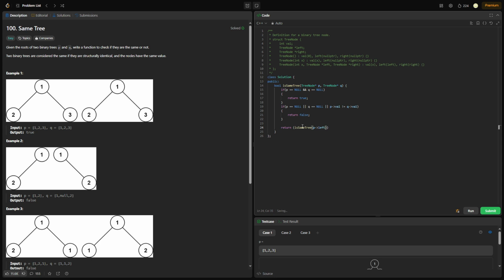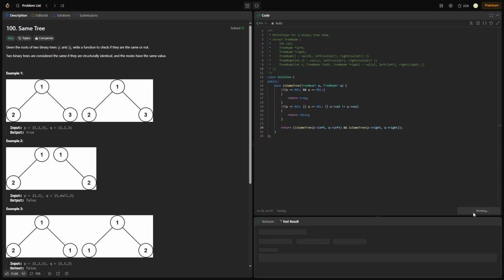So we're given an input of P and Q. When we go left in P, we're going to go left in Q, right? At the same time, we need to do the same for the right subtree starting at the root node. So when we do P dot right, we need to do Q dot right. Okay. So that's how we check if the tree is structurally identical and also if the nodes have the same value.